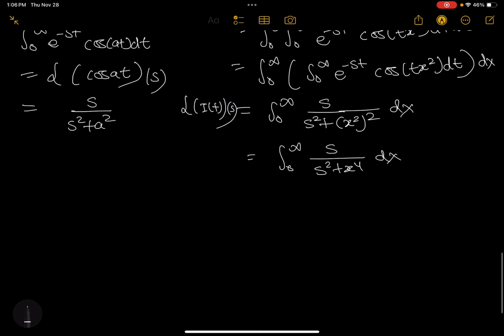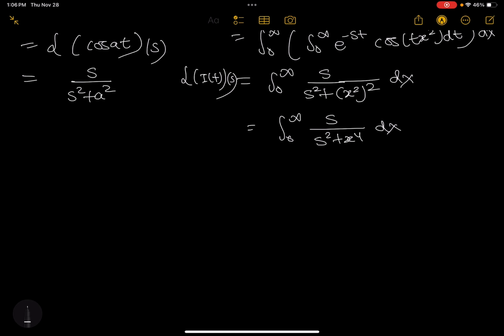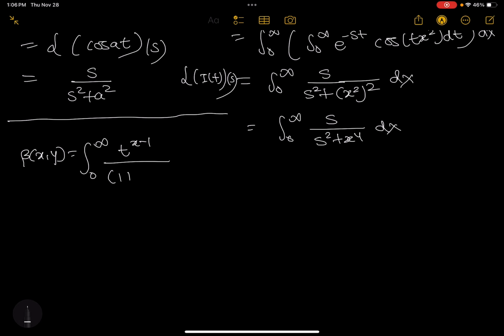Now this one over here is a simple application of the famous beta gamma function. You can solve this easily using the beta function. The definition of the beta function is that beta of x, y is equal to the integral from 0 to infinity of t to the power x minus 1 by 1 plus t to the power x plus y dt.